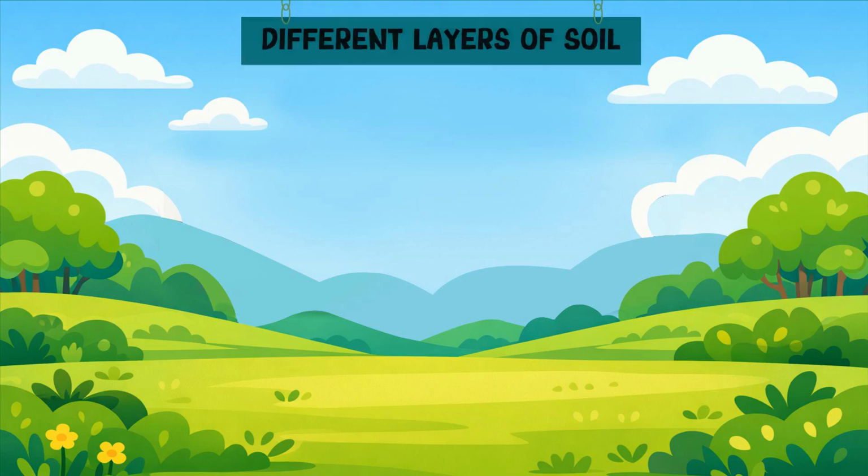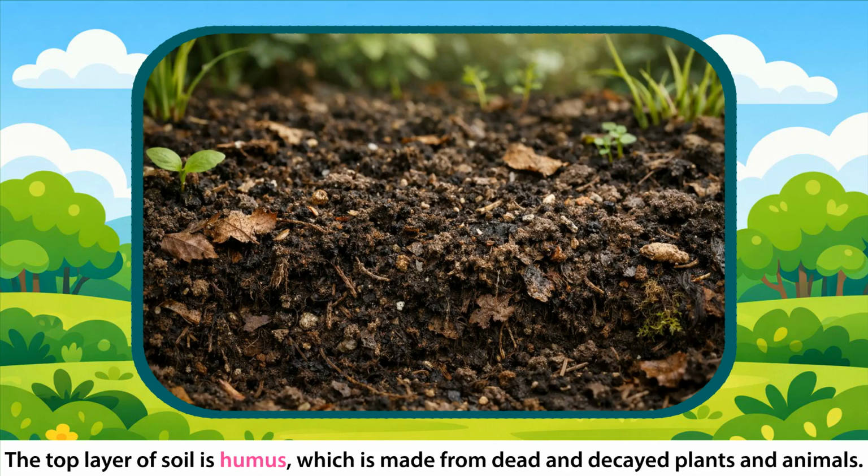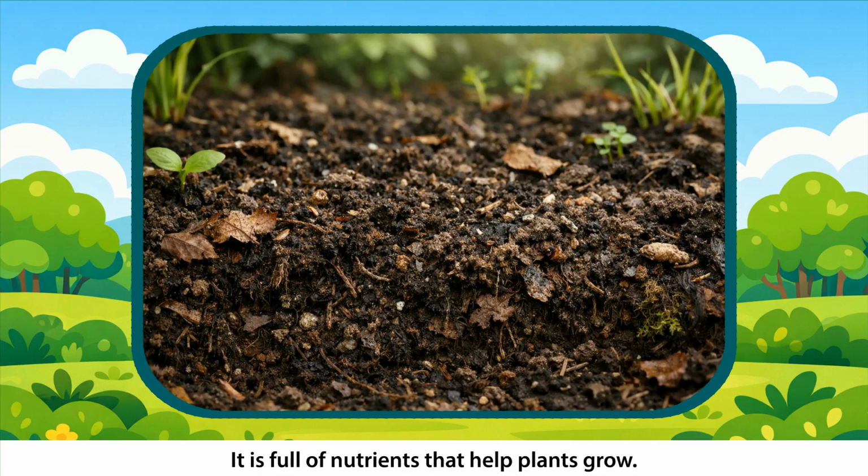Different layers of soil. You can see in the given figure the floating leaves, twigs, and dead insects at the top. The top layer of soil is humus, which is made from dead and decayed plants and animals. It is full of nutrients that help plants grow.